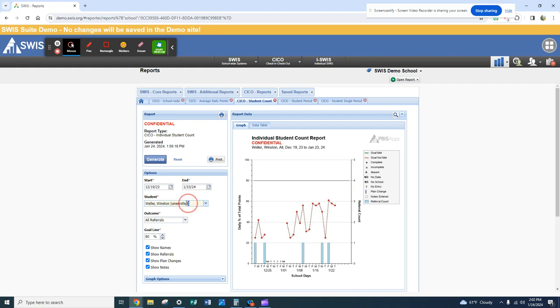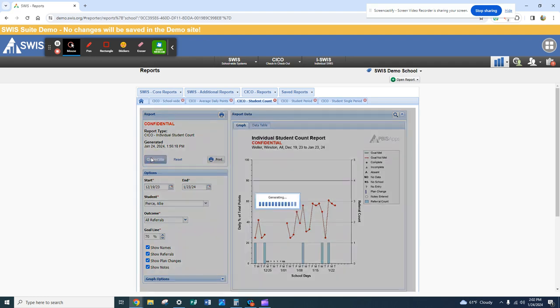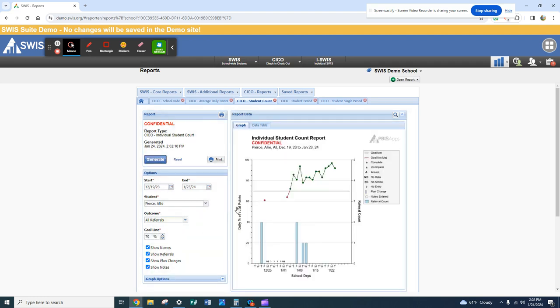So let's do Allie. There she is. Oh, I spelled her last name wrong. Now her goal line is at 70%. She's not even to 80 yet. So it may be to continue her goal for a while, put it at 80. But look, she's hitting over 80 just about every time. She's doing really well. And she's not had any referrals for the last few weeks.